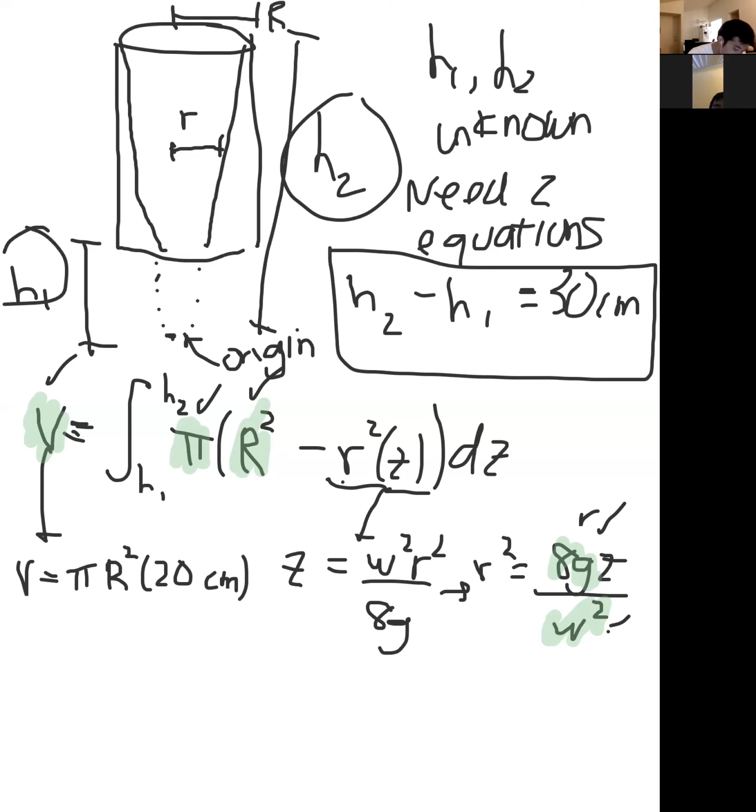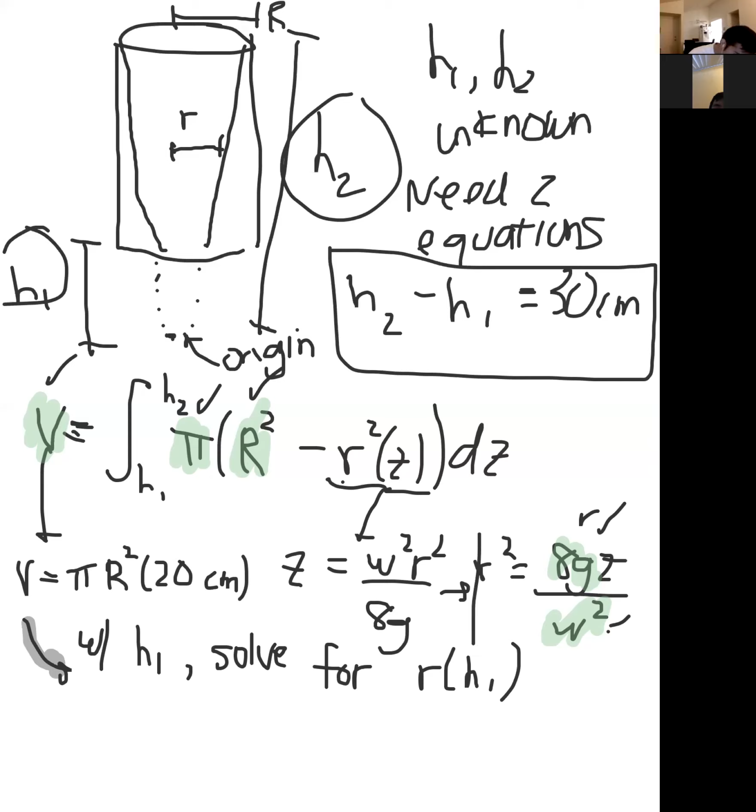Then once you have H1, you can solve for the radius using this formula right here. Once you have the radius at H1, you just do pi times r squared, and that will give you the area. So it's a tricky problem, I know, but follow these steps, and it should lead you to the solution that I got.